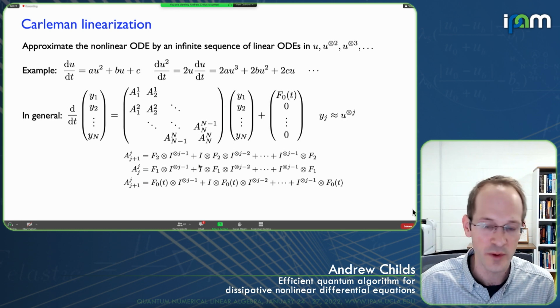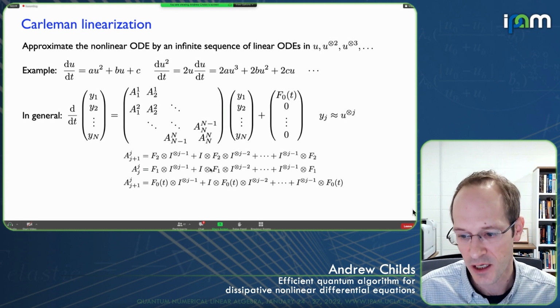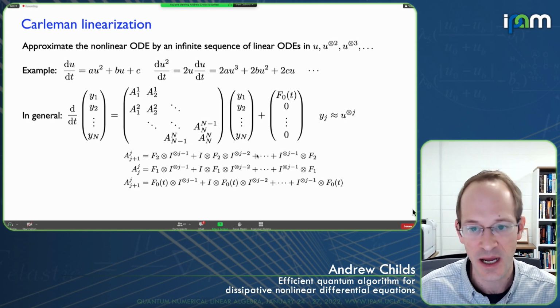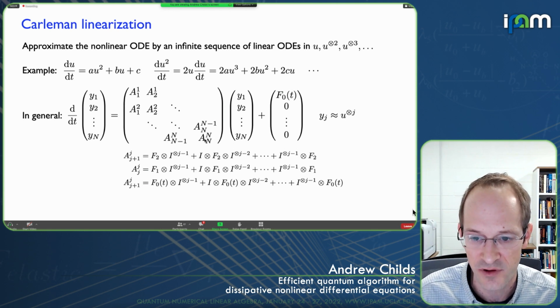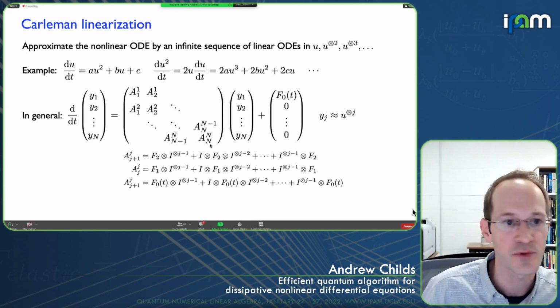And then what we want to do is show that if we truncate this at some high enough level, here it has been truncated at level capital N, that will give us a good approximation.